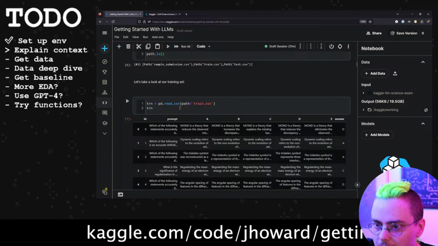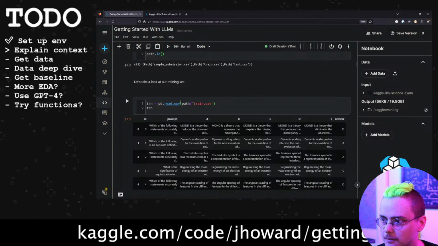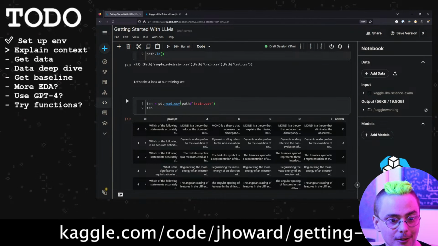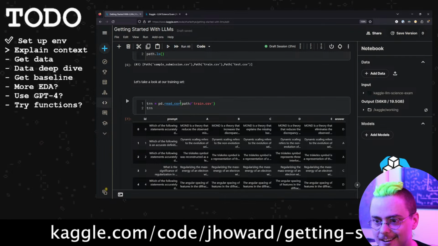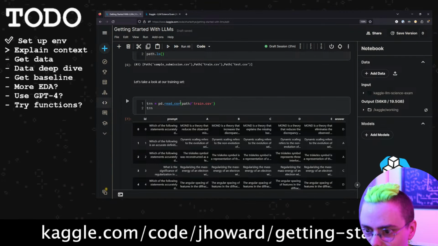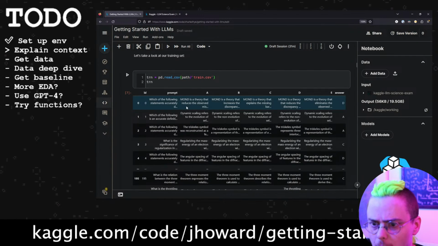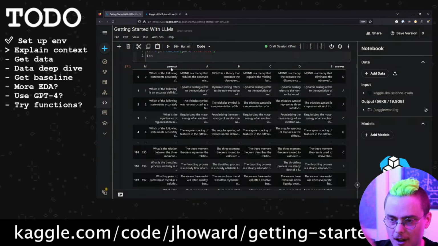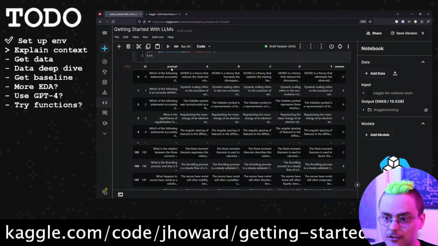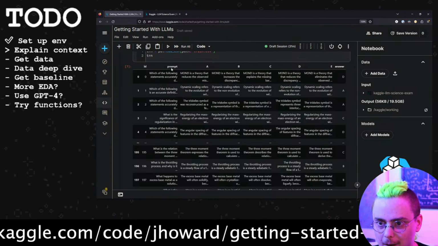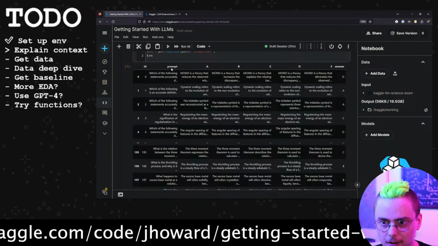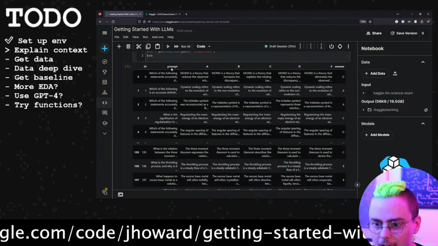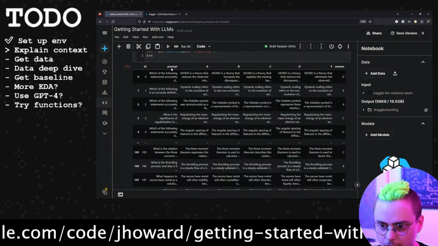Probably the best way to look at a CSV file is to turn it into a pandas or polars data frame, load it up and take a look at it. So what we've got in here is a column called prompt that's got our question. That's our multiple choice exam style question. Which of the following statements accurately? Which of the following is an accurate definition of? They have this formulaic structure to them.